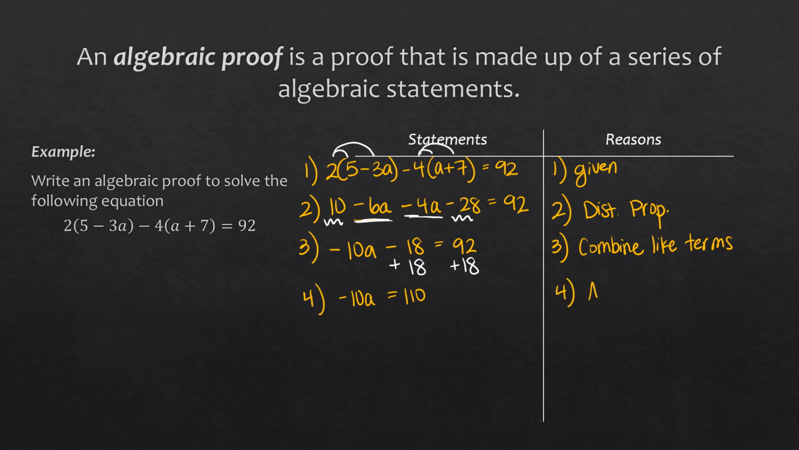So we have added to both sides. We've used the addition property of equality. And last thing we would do is divide by negative 10. In other words, I'll fill in the reason here first. Use the division property of equality. So our last step is actually writing, well, okay, a equals, and what do we get there? Negative 11.